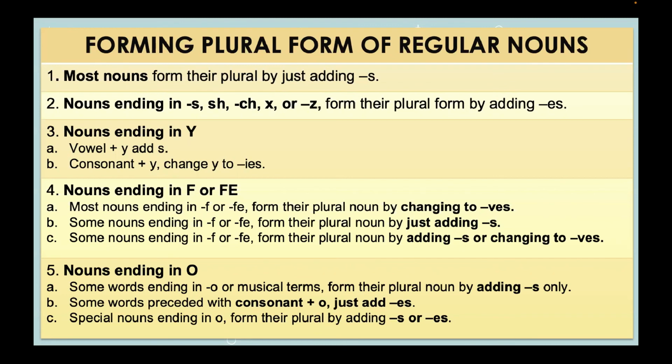Nouns ending in F or FE may follow different rules. First, some may change to VES, some may just add S. Still, some may do both. You can add S or change to VES. The last rule is the nouns ending in O. Remember that for musical terms, or if the word is vowel plus O, just simply add S. If it's consonant plus O, just simply add ES. Yet there are still special nouns that may add S or ES or both.